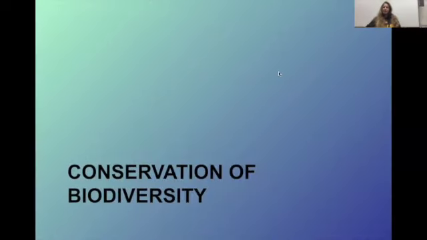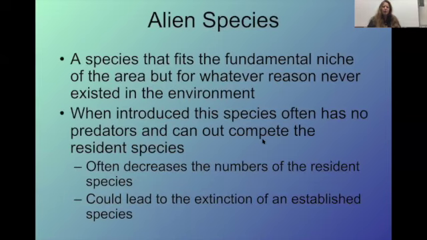All right, guys. Last topic in ecology is conservation of biodiversity. So how do we maintain these great ecosystems that we've got? One of the things that is going to threaten our biodiversity is the introduction of alien species. An alien species is a species that is not endemic to the area. Endemic means that it's a species that evolved in the area to the conditions.